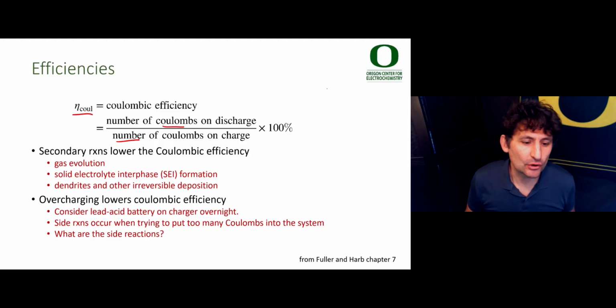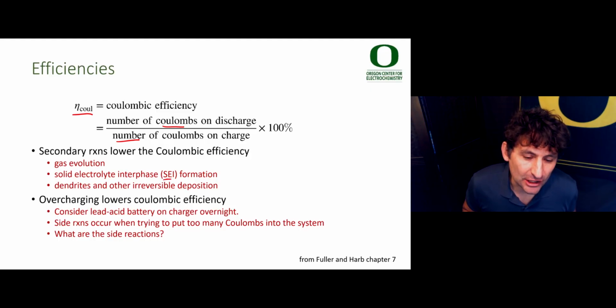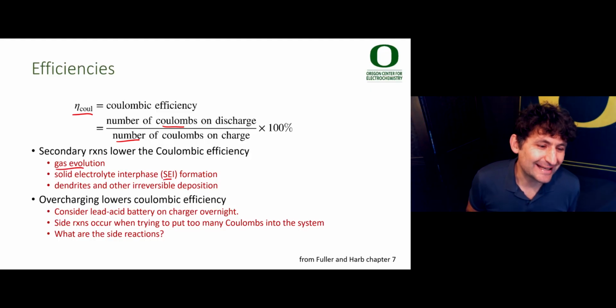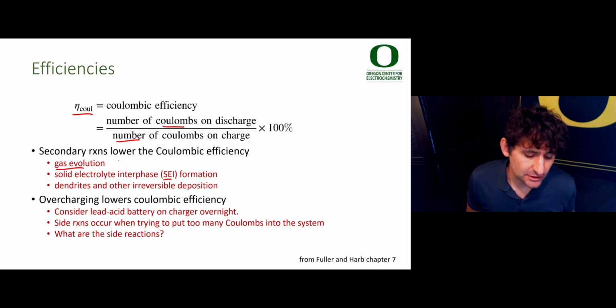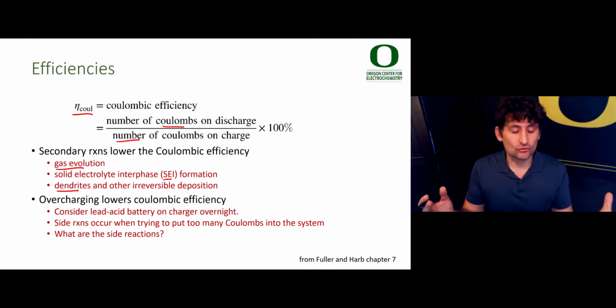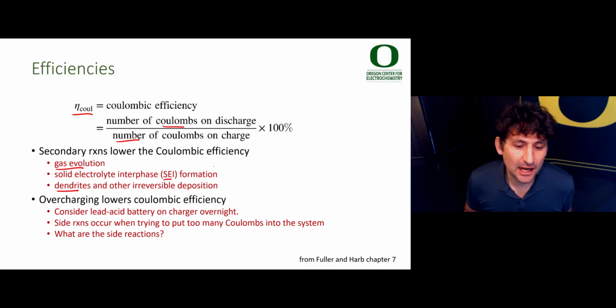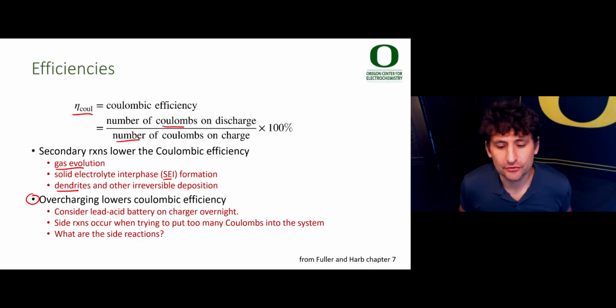For example, growth of a solid electrode interface, evolving gas, for example, hydrogen and oxygen evolution in a lead acid battery, or making dendrites that grow and detach from the electrodes, and other irreversible deposition processes. Overcharging also lowers the Coulombic efficiency.